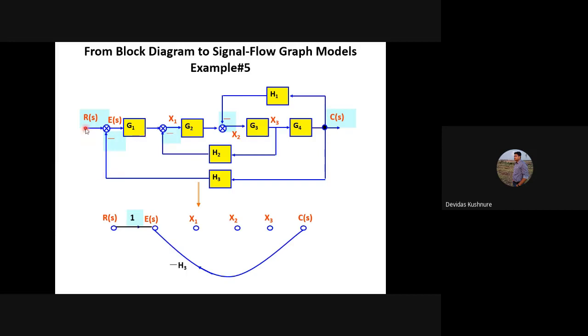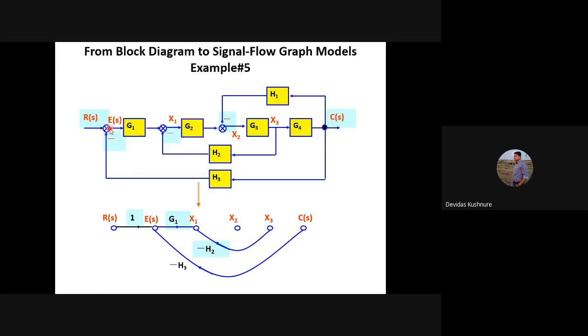So the incoming signal is R(s), so it has gain equal to 1, R(s). The second incoming signal is coming from C(s). It has gain equal to H3, and this is a summing point with negative feedback, so this gain is going to be minus H3.